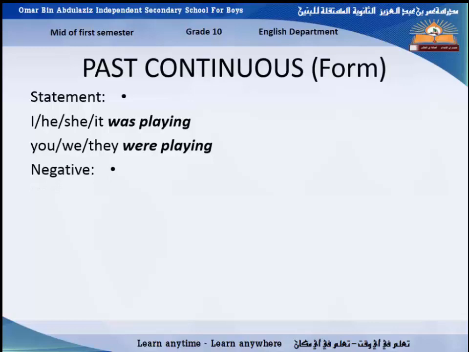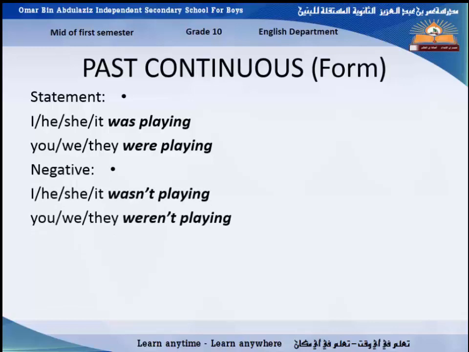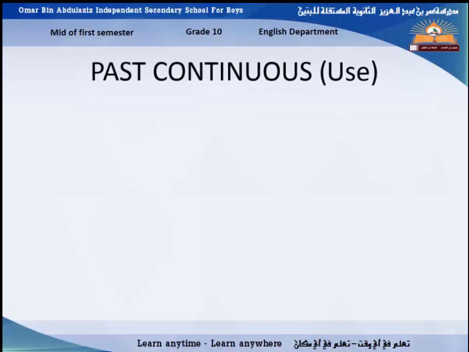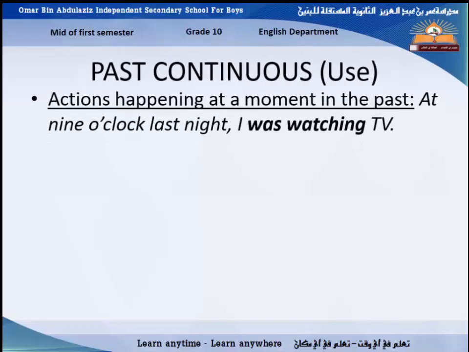The negative of the past continuous is using the words wasn't or weren't plus the verb plus ing. And for questions we start with the words was or were plus subject plus the verb plus ing until the end of the question, and a question mark at the end of the question itself. The use of the past continuous.